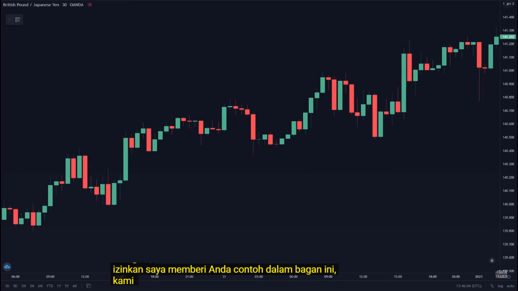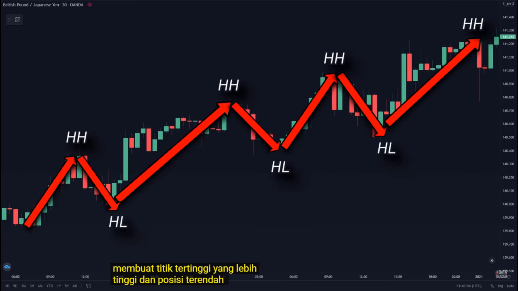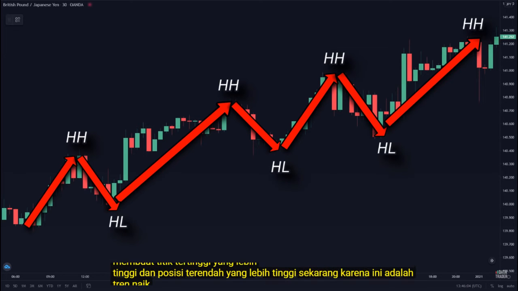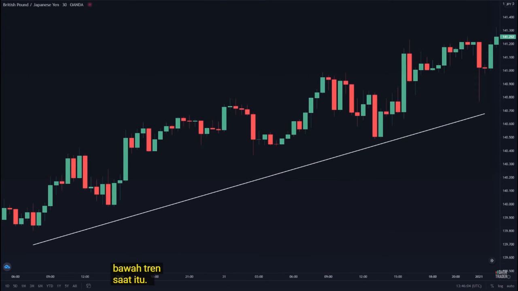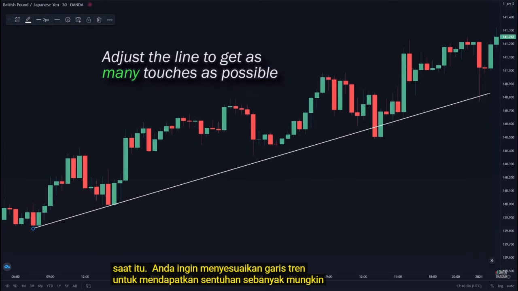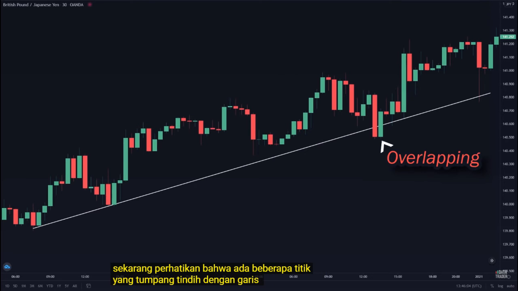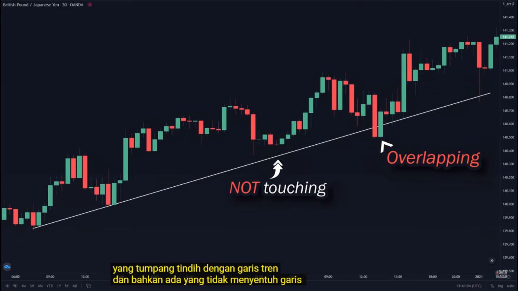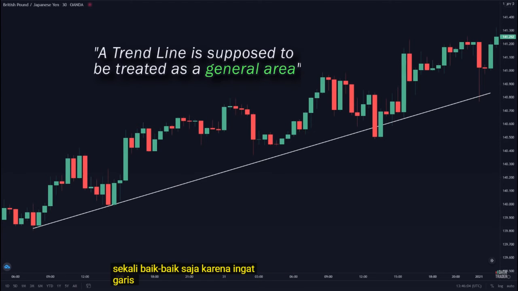In this chart, we spotted a current uptrend as prices made higher highs and higher lows. Now, because this is an uptrend, it means you want to place your trend line below the trend. Then, you want to adjust the trend line to get as many touches as possible. Now, notice that there are some points that are overlapping the trend line and even some that are not touching the trend line at all, which is perfectly fine because remember, a trend line is supposed to be treated as a general area, just like support and resistance.